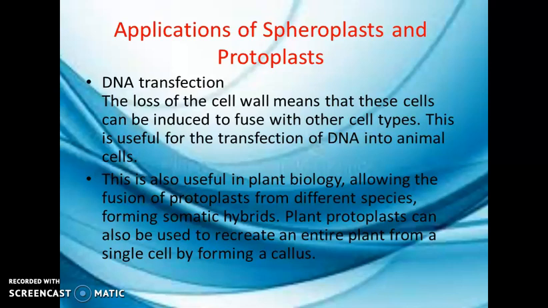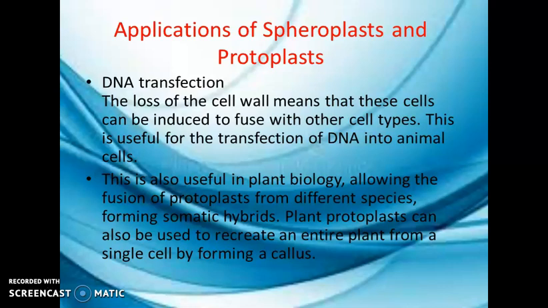Now coming to the detailed applications of sphaeroplasts and protoplasts. It can be used in DNA transfection. The loss of the cell wall means that these cells can be induced to fuse with other cell types. This can be useful for the transfection of DNA into animal cells. This I have discussed in the previous slide.